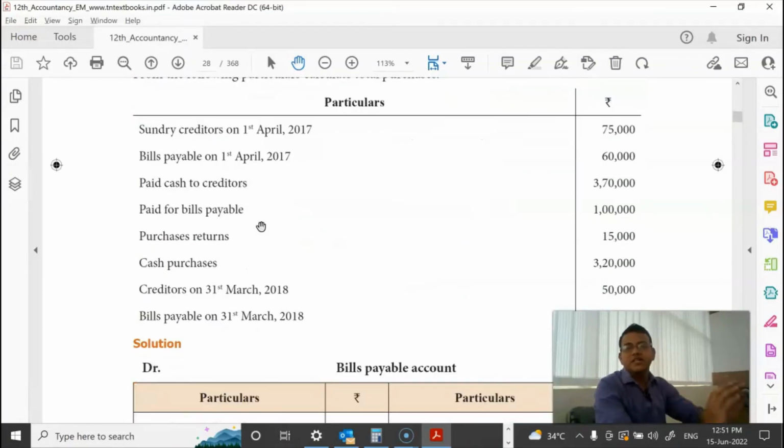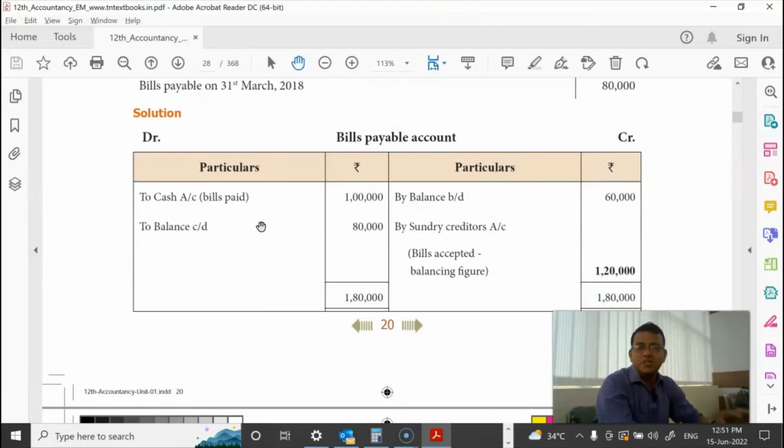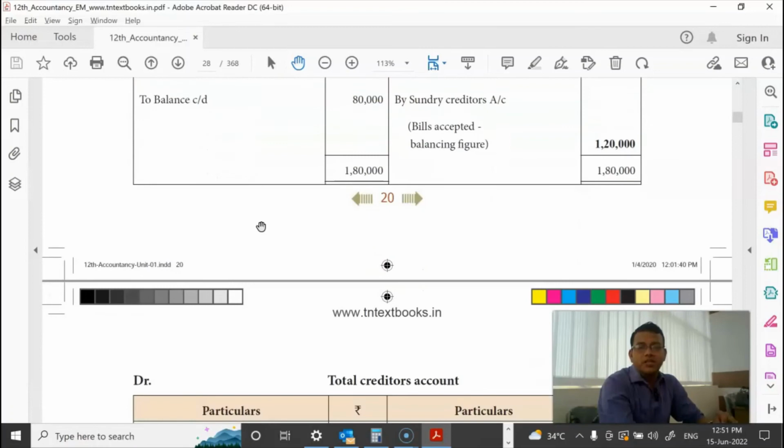They have given the sundry creditors, bills payable, paid cash to creditors, paid for bills payable, purchase returns, cash purchases, creditors, and bills payable. So simply we'll maintain this bills payable account. We'll have the opening balance. Then we have cash, that is for which the bills have been paid, 1 lakh. Closing balance 80,000 is there. That means you arrive at the sundry creditors, which is 1,20,000. That is the bills accepted during the year.